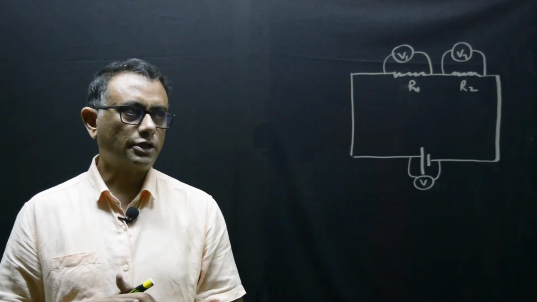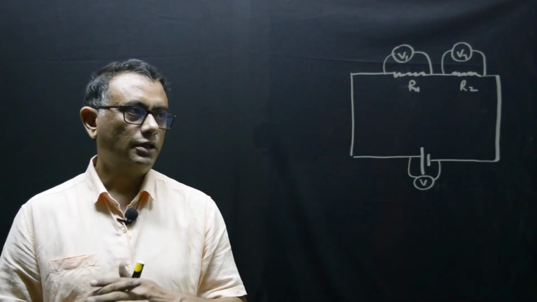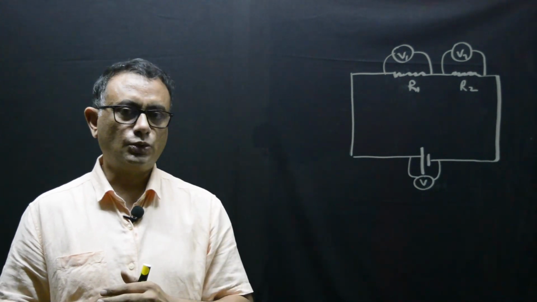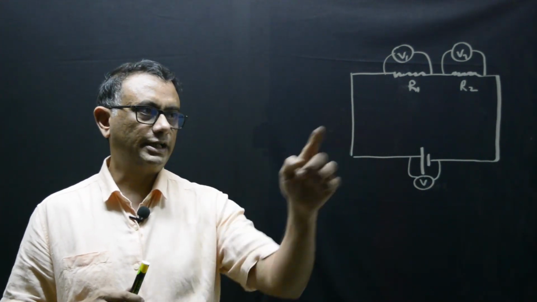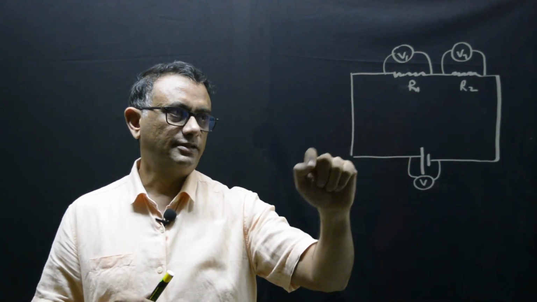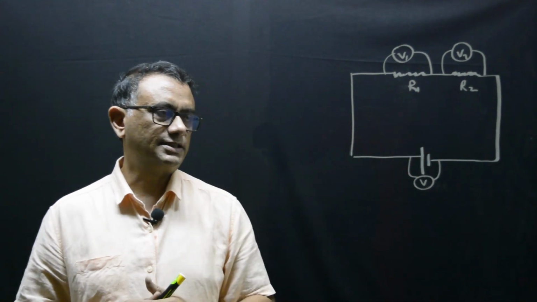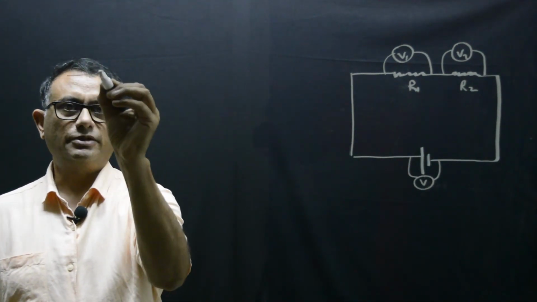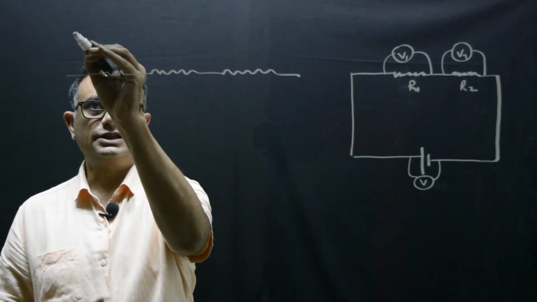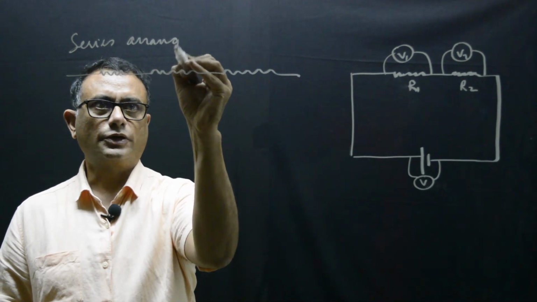So let's now talk about resistances which are connected in a specific way called resistances in series. For example, we have taken two resistances out here and connected them in this fashion. This resistance is connected with this resistance in series. Basically, they will be one behind the other. This is called the series arrangement.